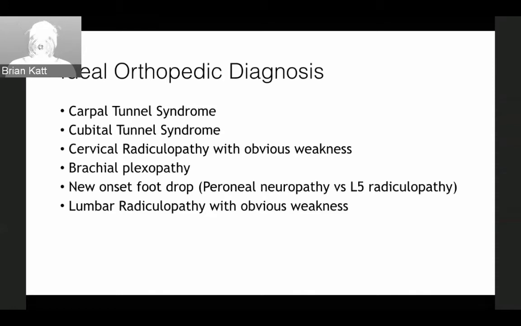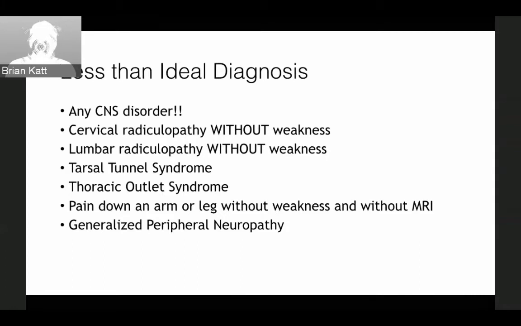If there's no weakness, evaluating radiculopathy is frankly not very helpful. Brachial plexopathy could be helpful. For that new onset of foot drop, trying to figure out whether it's a peroneal neuropathy versus an acute L5 radiculopathy could be helpful. And then again, lumbar radiculopathy with obvious weakness. There are less than ideal diagnoses.